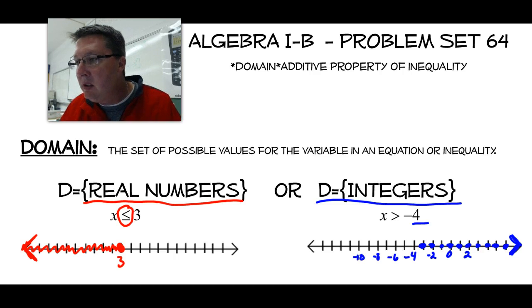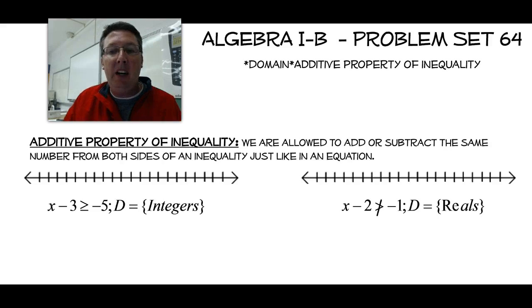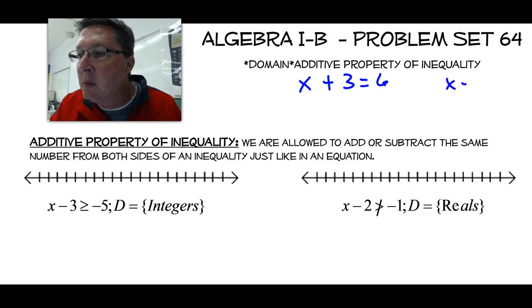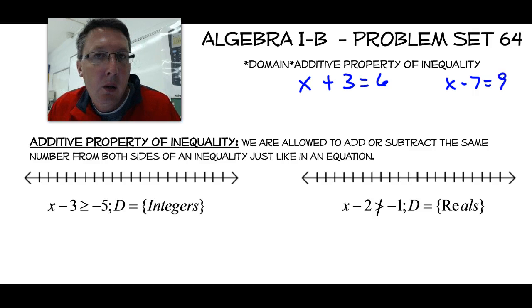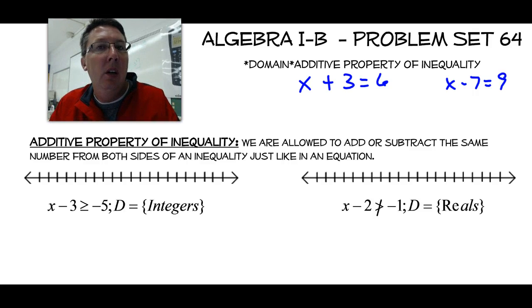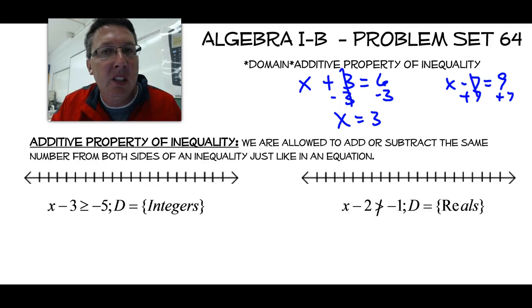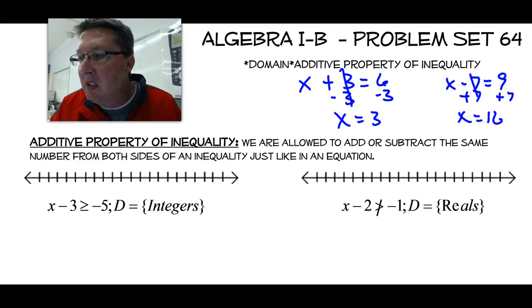Now this leads us to our next topic, which is the additive property of inequalities. We've talked about the additive property of equality, which is where we had equations like x plus 3 equals 6, or maybe x minus 7 equals 9. Whenever we solved equations with an equal sign, the first thing we learned on how to solve for x was that we're allowed to add or subtract the same number from both sides of the equation. So on this one we would subtract 3, and we get x equals 3. Over here we added 7. Remember, we do the opposite operation and get 16.